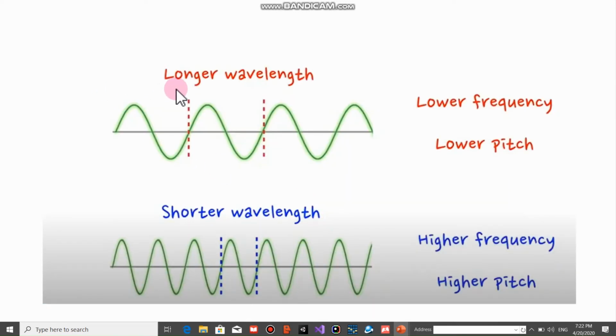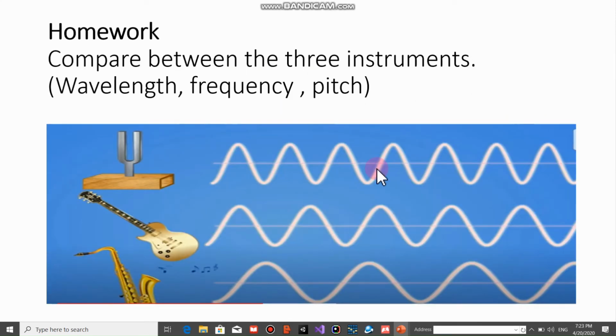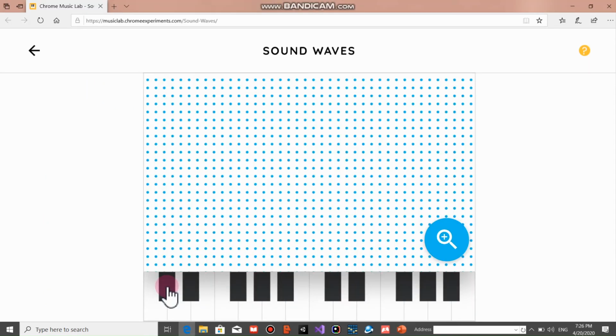Also these, longer wavelength, lower frequency, lower pitch. Shorter wavelength, high frequency, higher pitch. Homework: compare between the 3 instruments: wavelength, frequency, and pitch. Now, I have my piano. Let's practice. And I will show you the link to practice at your home.